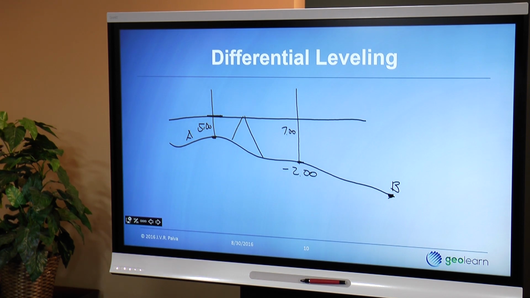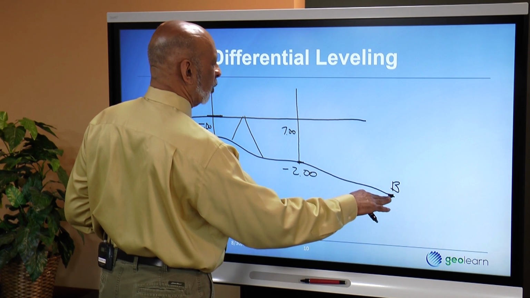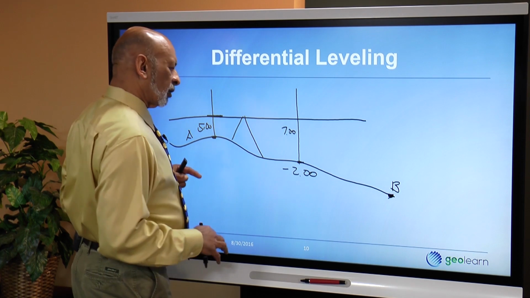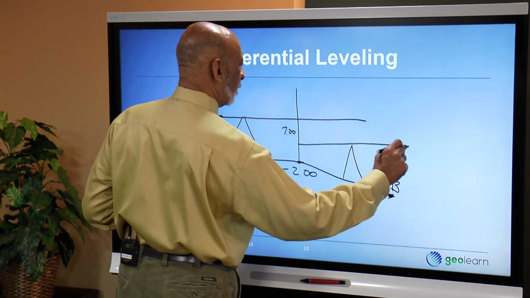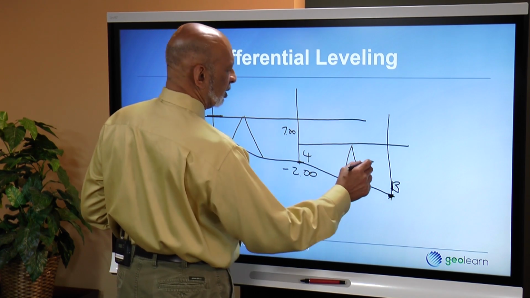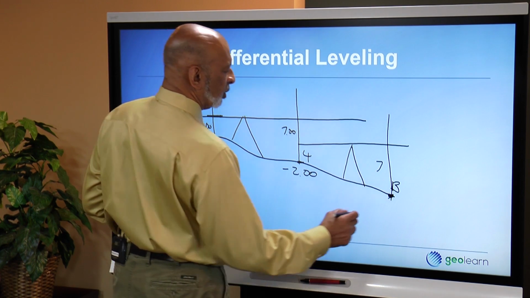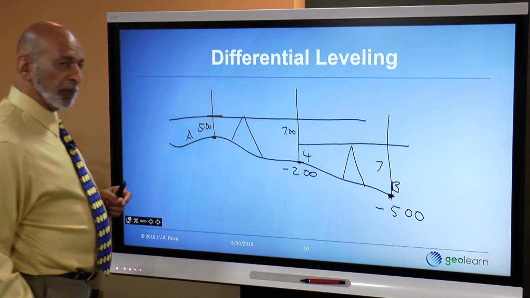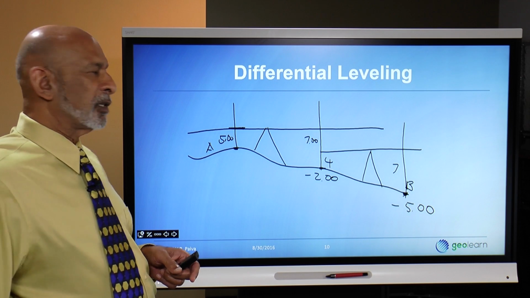And the reason I selected that distance is because I can't go too far, because if I went all the way to point B, my rod might not be long enough, but there's other reasons for not going too far. So I set up again, and I repeat this process, and this time I read 4 feet and 7 feet, and the difference between these two is 3, so a total of 5 feet below point A. Point B is 5 feet below point A. So that's the basic process in differential leveling.